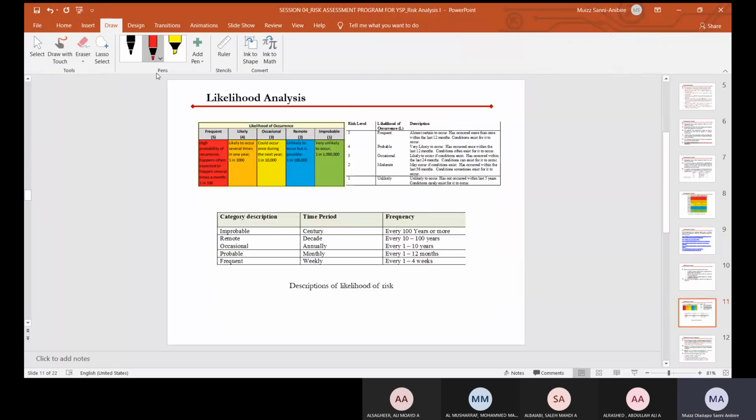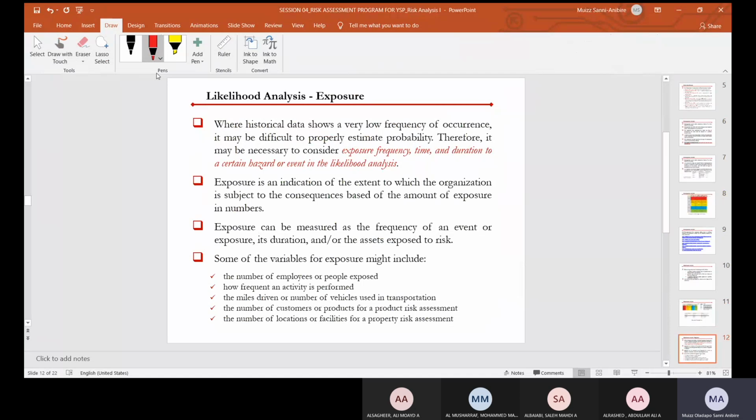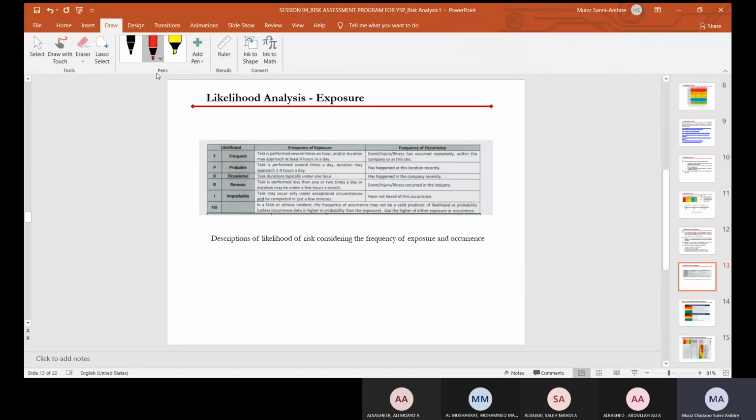Also, we discussed likelihood and the descriptions of likelihood. We also talked about choosing between likelihood of occurrence as well as likelihood of exposure. I'll mention particularly for fatal or serious incidents, which are called FSIs, right? Basically, you take the higher value between the likelihood or frequency of occurrence and frequency of exposure. And in this table, you can see the descriptions of frequency of exposure as well as descriptions for likelihood. All right. And if you have very serious injuries or fatal or serious incidents, you need to choose the higher value of these two.